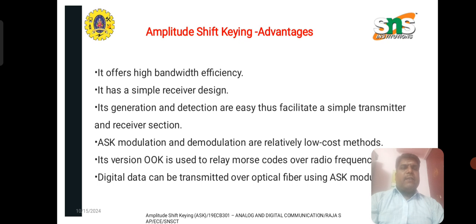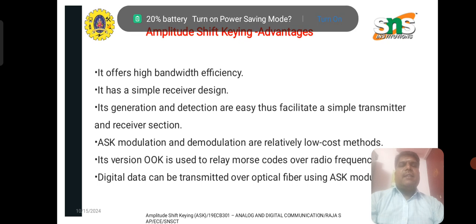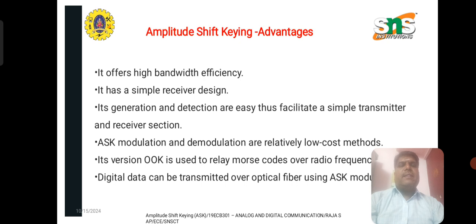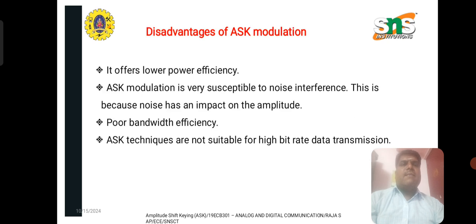So there are advantages of ASK. ASK offers very high bandwidth efficiency. It has a simple receiver design. Its generation and detection are easy, thus facilitating a simple transmitter and receiver section. ASK modulation and demodulation are relatively low cost methods. Its version OOK is used to relay Morse code over radio frequency. Digital data can be transmitted over optical fiber using ASK modulation.